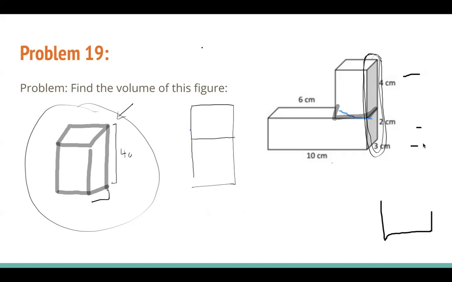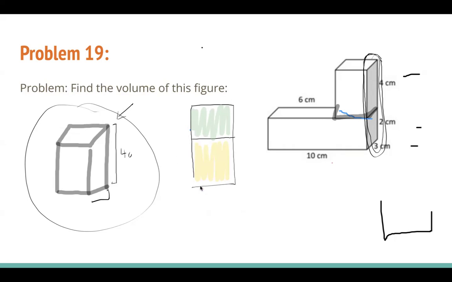This top part is like one of the prisms, and this bottom part is the other prism. Does this part make sense? Like you're able to turn it so you can see the side? Yes. Okay.